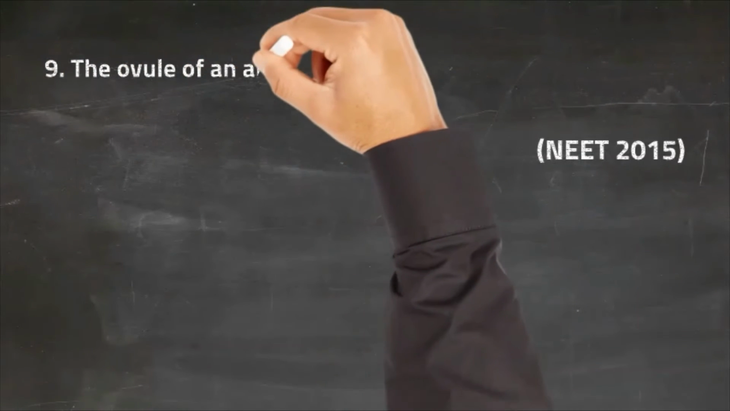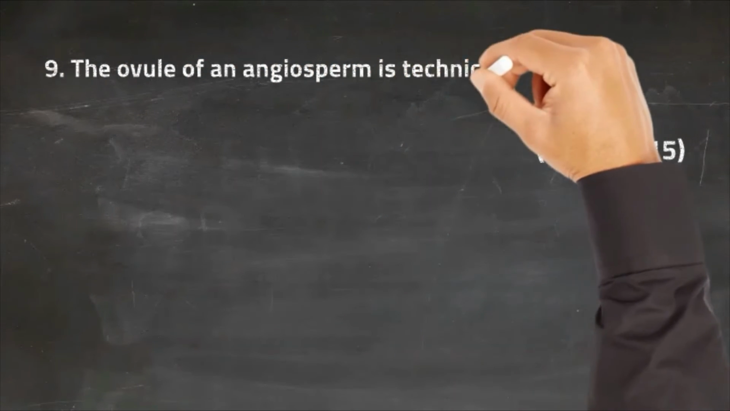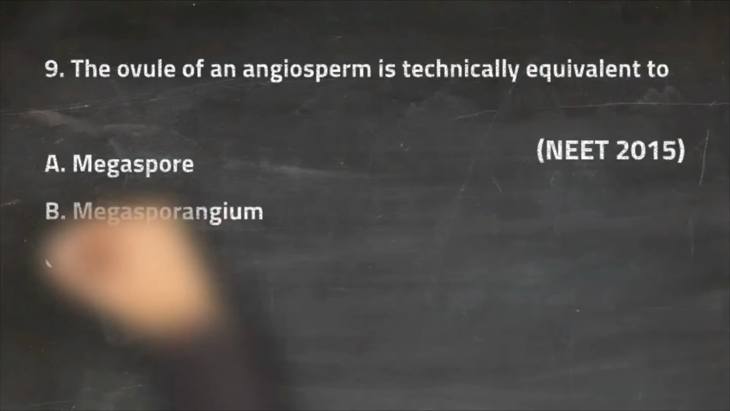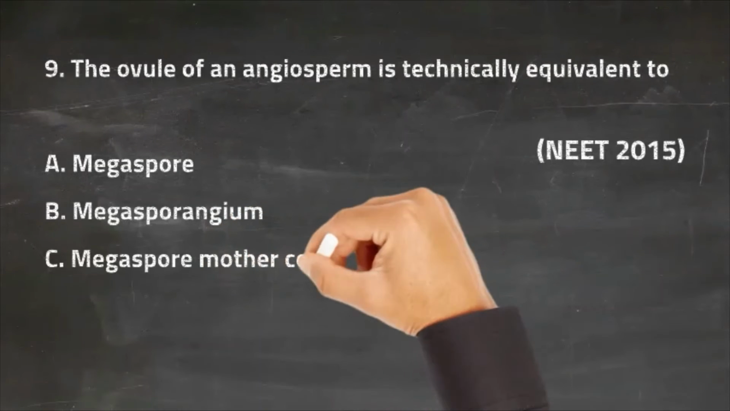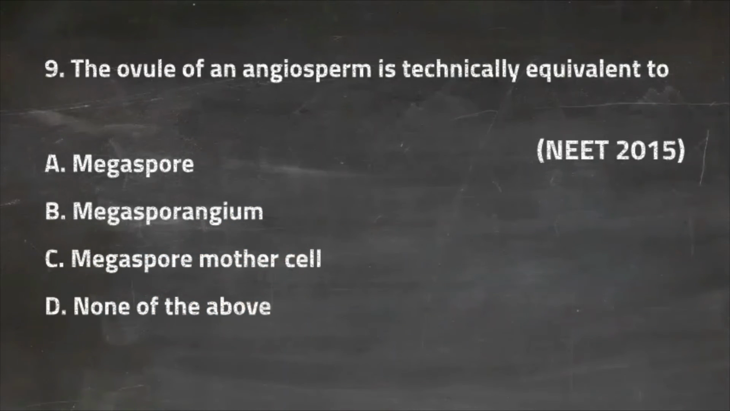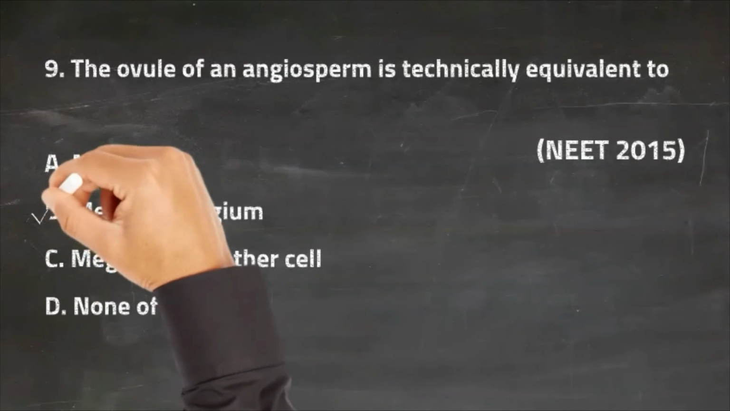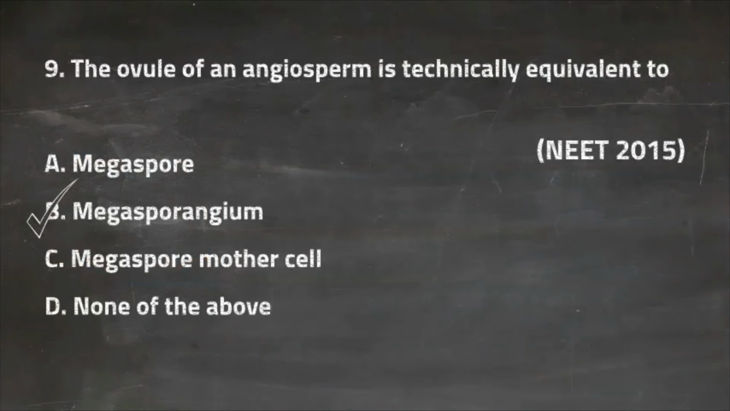The ninth question is, the ovule of an angiosperm is technically equivalent to. The option A is megaspore, the option B is megasporangium, and the option C is megaspore mother cell, and the option D is none of the above. So the right answer for this question is option B, and that is megasporangium.